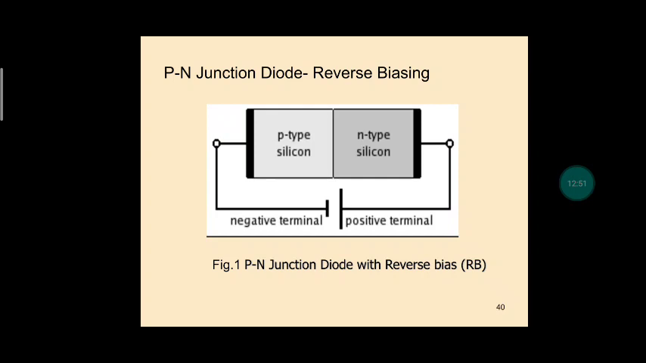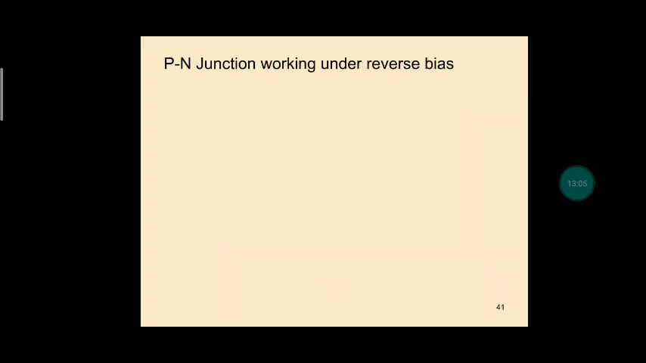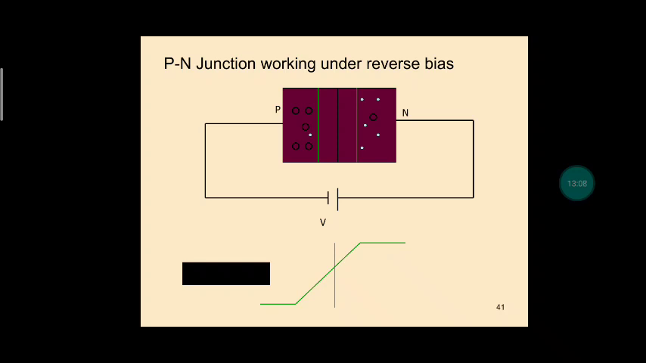So next one is reverse bias. In reverse bias, the P-type material is connected to the battery's negative terminal and the N-type material is connected to the battery's positive terminal. When we give supply to the PN junction diode, holes move towards the negative terminal and electrons move towards the positive terminal. The depletion region will be wider compared to the previous forward bias.